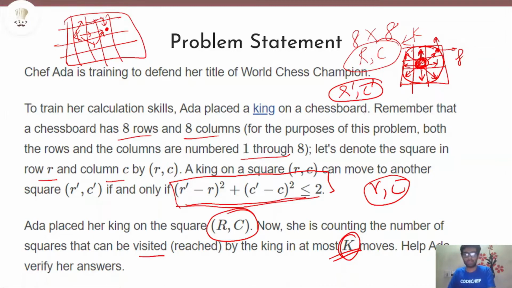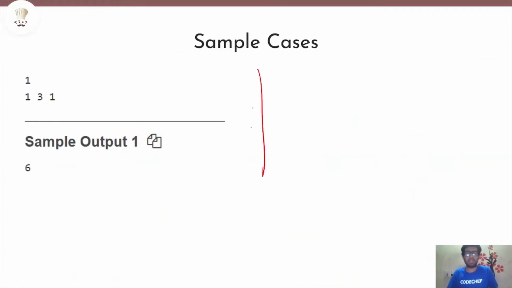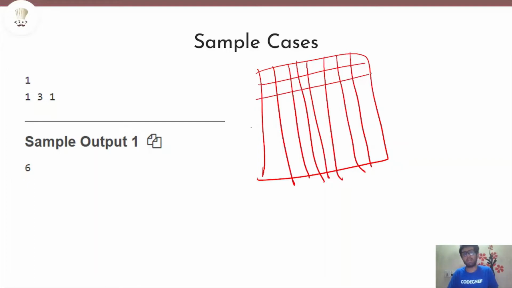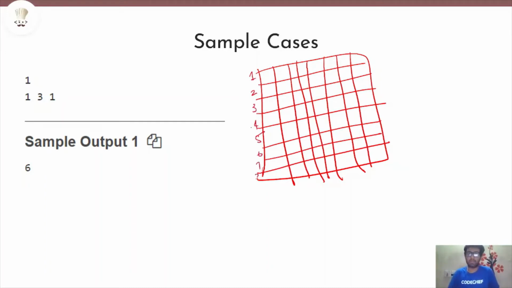So let's look at how to solve this problem. Here we have an 8 by 8 chessboard. Let's just draw that: 1, 2, 3, 4, 5, 6, 7 and 8, and 1, 2, 3, 4, 5, 6, 7 and 8. So let's just number it. The rows are numbered from 1 to 8 and the columns also are numbered from 1 to 8. So this is our 8 by 8 chessboard. Now R, C are the coordinates of the king: 1, 3. The king is placed in this cell.